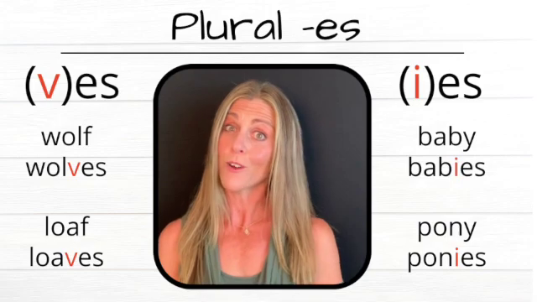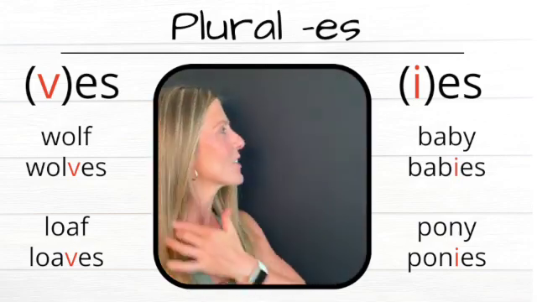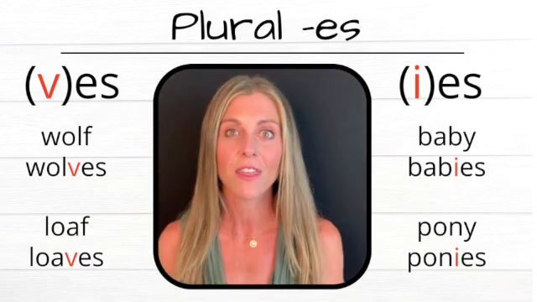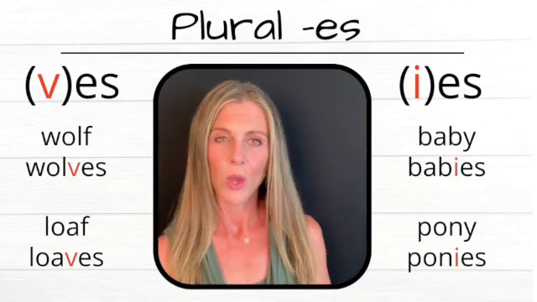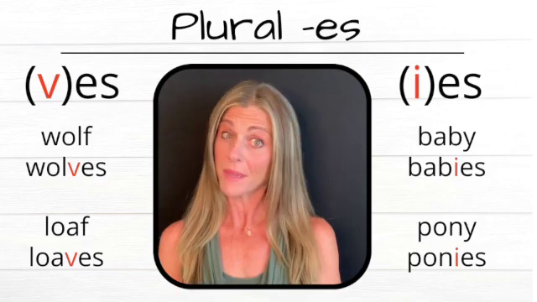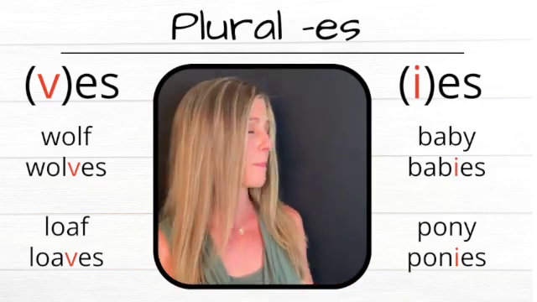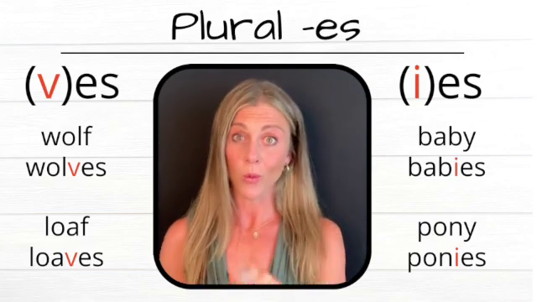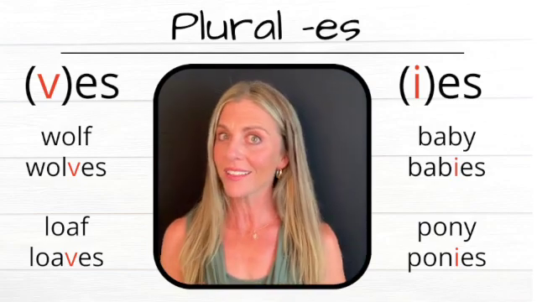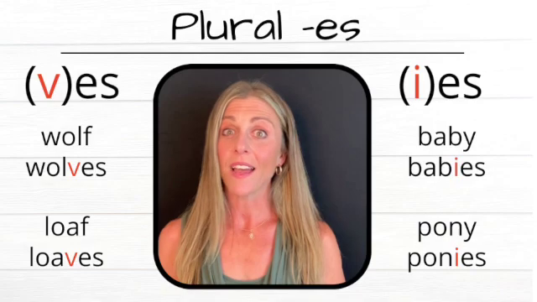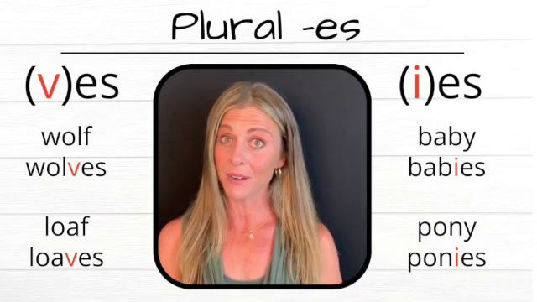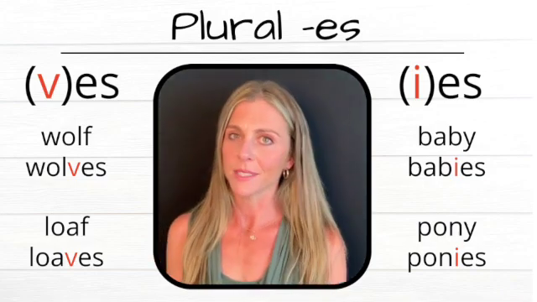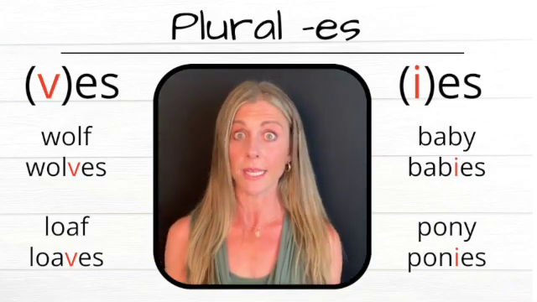Okay, over on this side, we have another spelling pattern. Still with the ES, but we change the Y at the end of a word. We have baby and pony. Baby and pony both end in a Y. When a word ends in a Y and you're adding that ending with that ES, making it plural, we're going to make babies and ponies.